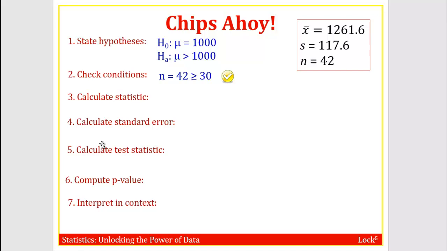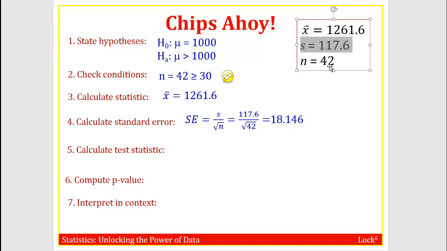In this case, we have x bar. X bar is equal to 1,261.6 based on their data. Next up, we'll calculate the standard error, which will later help us to find the test statistic. The standard error when we're dealing with one mean is equal to s over the square root of n. In this case, our s value was 117.6 and our sample size was 42. So our standard error is going to be 117.6 divided by square root of 42, which equals 18.146.